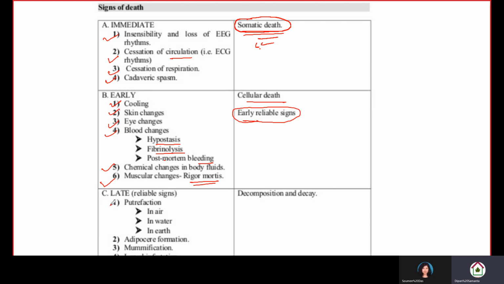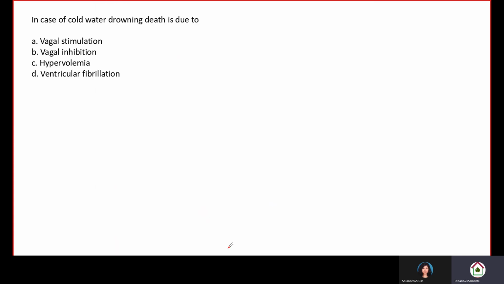And late changes are like putrefaction if the dead body is left open anyhow. Then putrefaction in air, water, and earth. Quickest in air, then water and earth. Next, adipocere formation, mummification, larval infestation, and the body is not only dead but also decomposed and decayed. Okay, these are the signs of death.